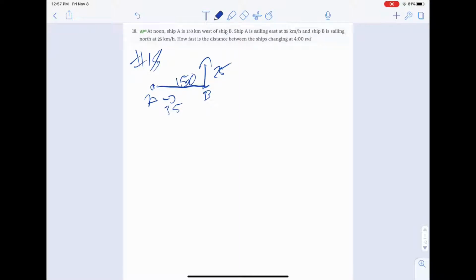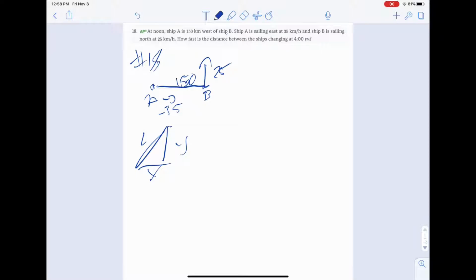Now, since it is moving to the east and we're measuring the distance and its change, we can interpret this as negative 35 because it is approaching the other one rather than going away, right? Now that that has been said, we will then create a triangle, and we will find the x value, the y value, and the c value, right?